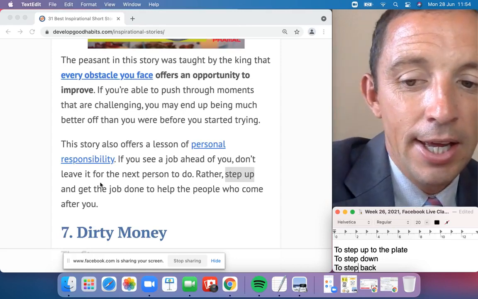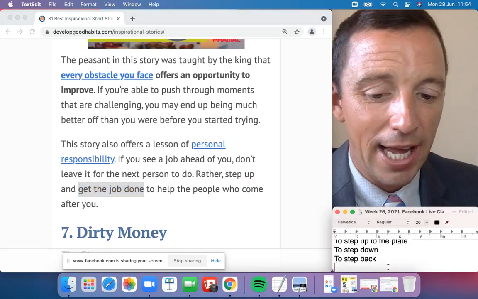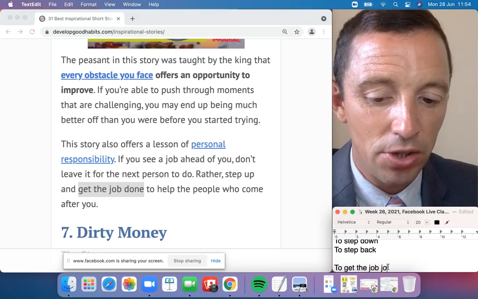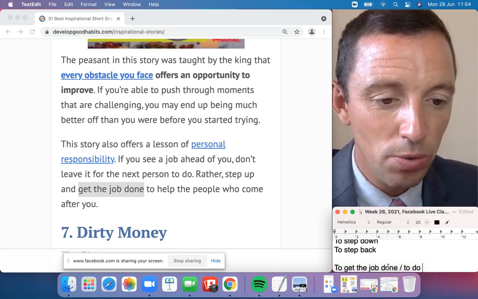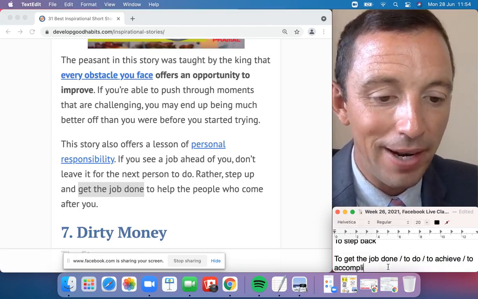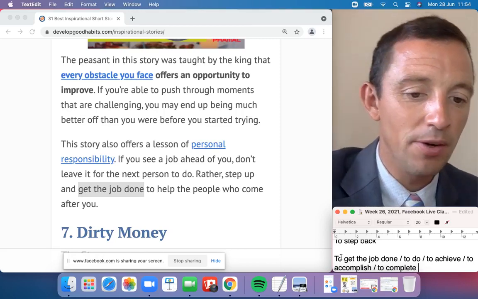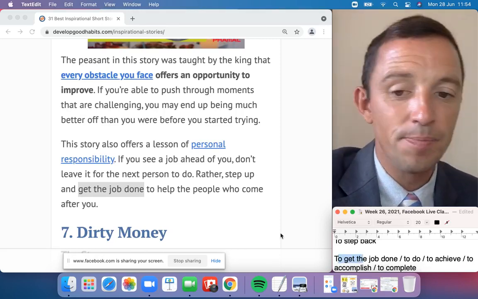Okay, and the final expression, "to get the job done," is to achieve the job. So "to get the job done" has the significance to do the job, or to achieve, or to accomplish, or to complete the job. Very, very good expression. Okay, good.